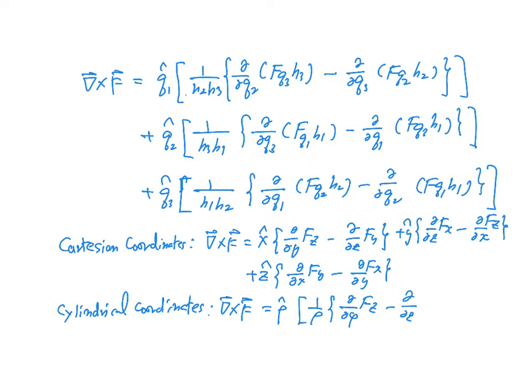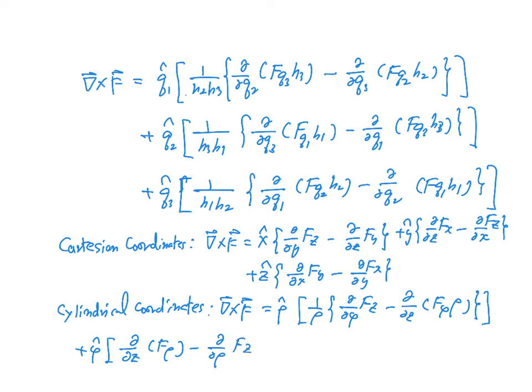Here you have to be careful because H2 is now rho, right? So F phi rho plus phi. H3 is 1, H1 is 1, so you don't have to worry about that. So partial Z, partial simply F rho minus partial rho, partial F z, that's 3, right?